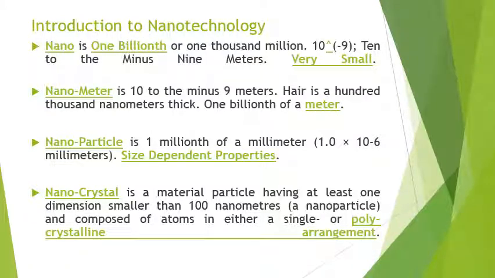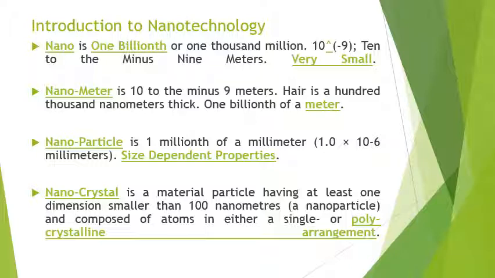So nano is what? Nano is 1 billionth or 1000 million, that is 10 raised to minus 9. So a nanometer is 10 to the minus 9 meters. So here is 100,000 nanometers thick. So that is 1 billionth of a meter. Nanoparticle is a 1 millionth of a millimeter, and that is a size dependent property, that is the nanoparticle.